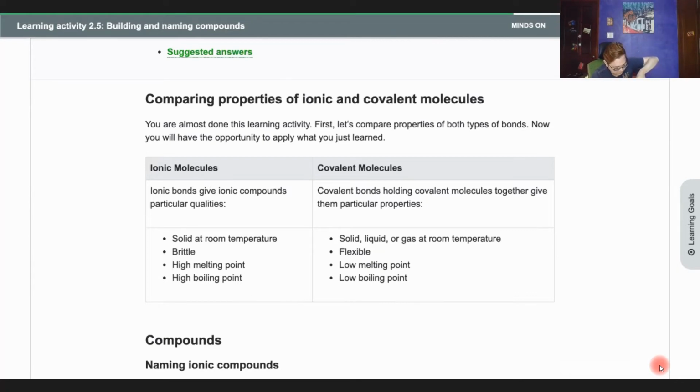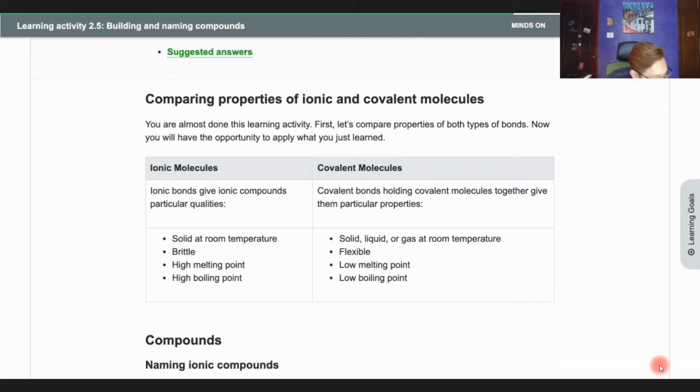Ionic molecules. Ionic bonds give ionic compounds particular qualities: solid at room temperature, brittle, high melting point, high boiling point.